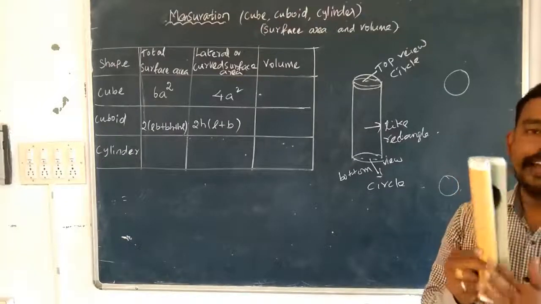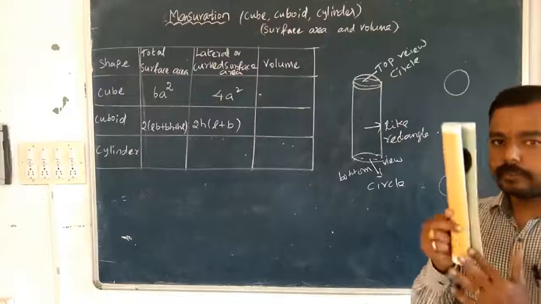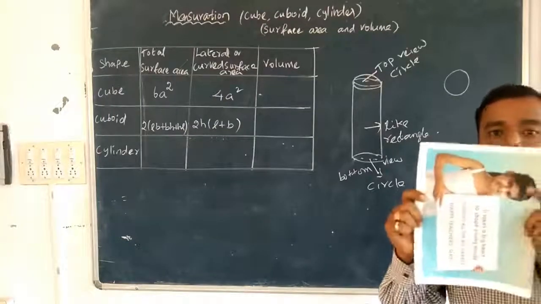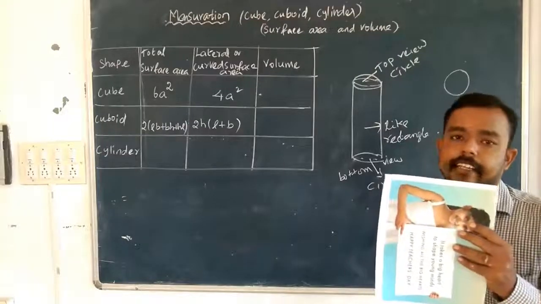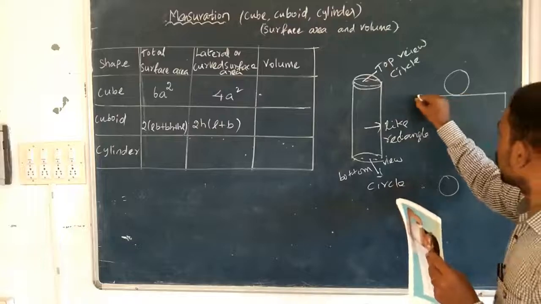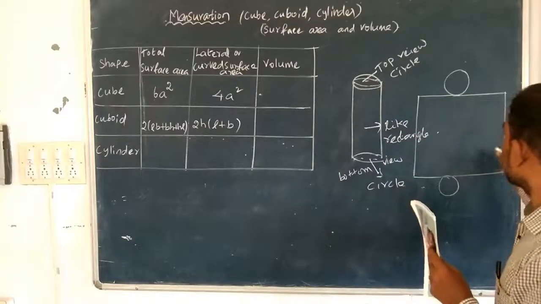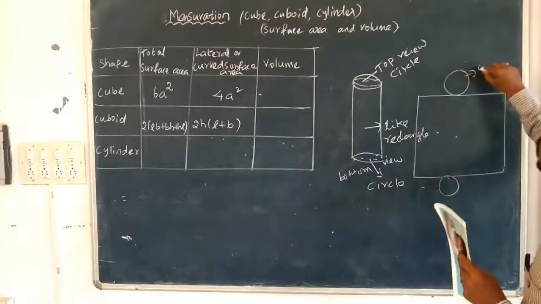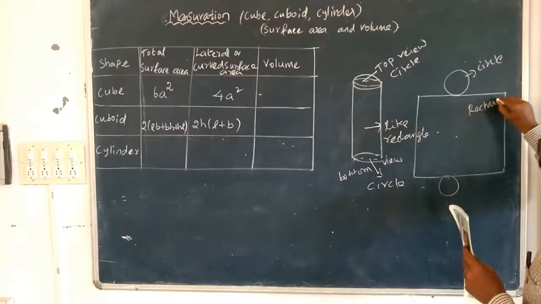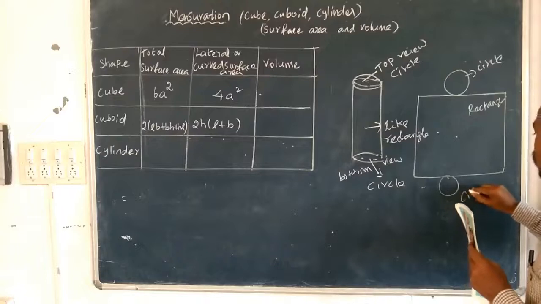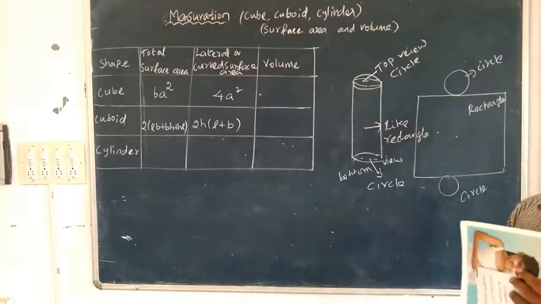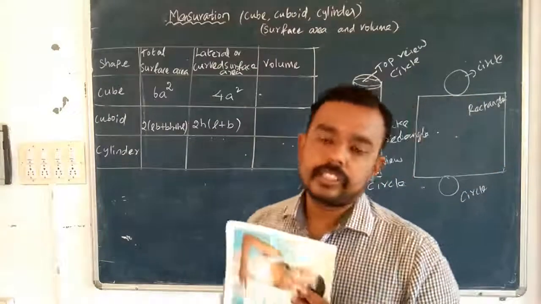using one vertical line along the curved shape. So what happened? This one looks like a rectangle. That is, this one is a circle, this one looks like a rectangle, and this one is also a circle. Right. Now we need to write all the mensuration.